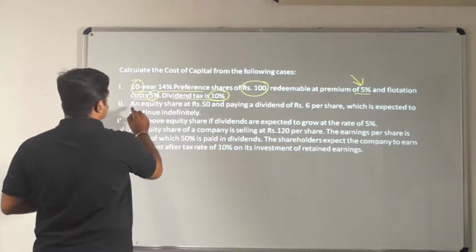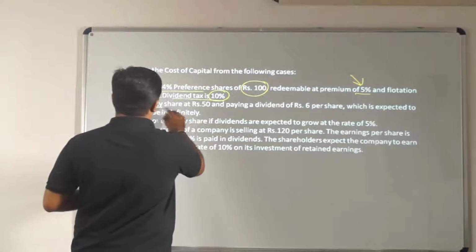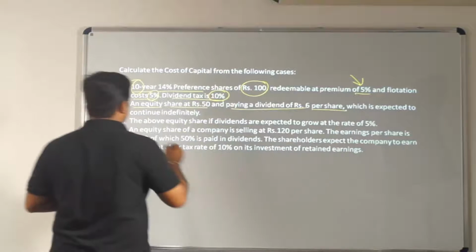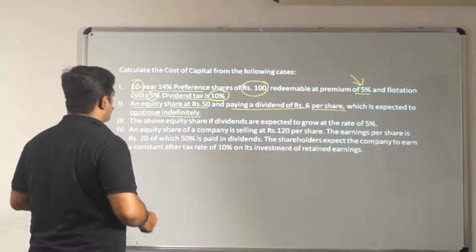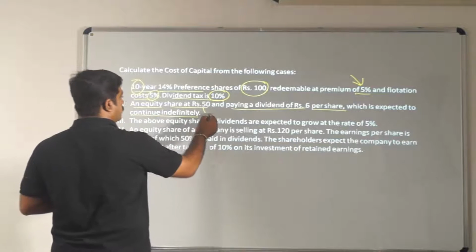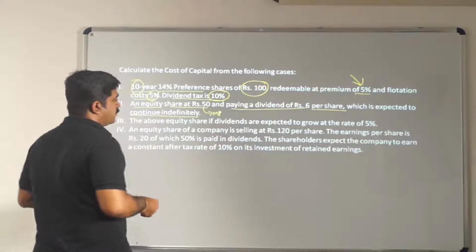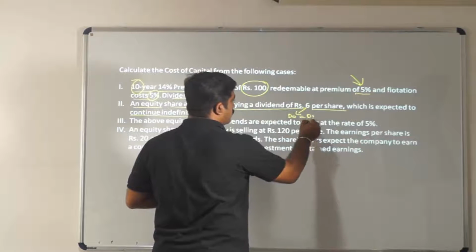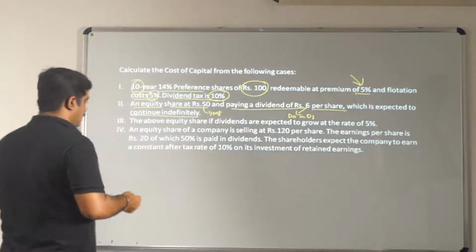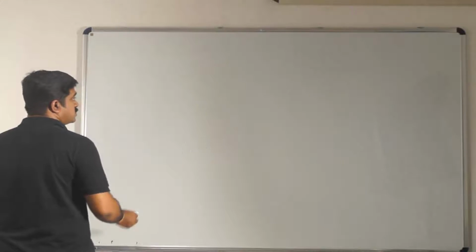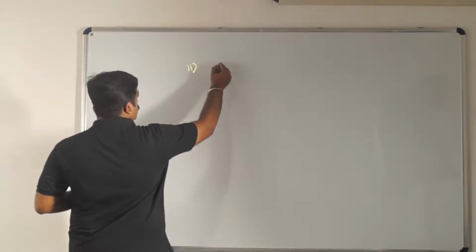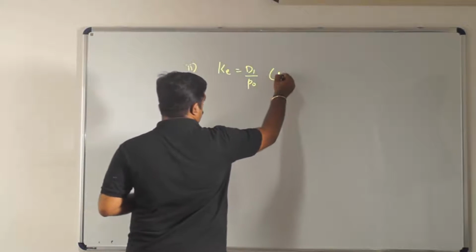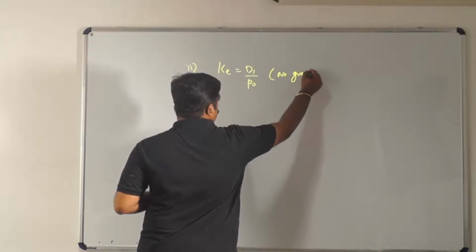We have to find out the cost of equity, where an equity share of rupees 50 is paying a dividend of rupees 6 per share, which is expected to continue indefinitely. So this is the market price, which is 50, and this is the dividend D0, as well as it is going to be D1 because it is expected to continue indefinitely. So in this case, finding the cost of equity is very simple. Question 2, cost of equity KE is equal to D1 divided by P0, assuming no growth. So this is a no growth model.